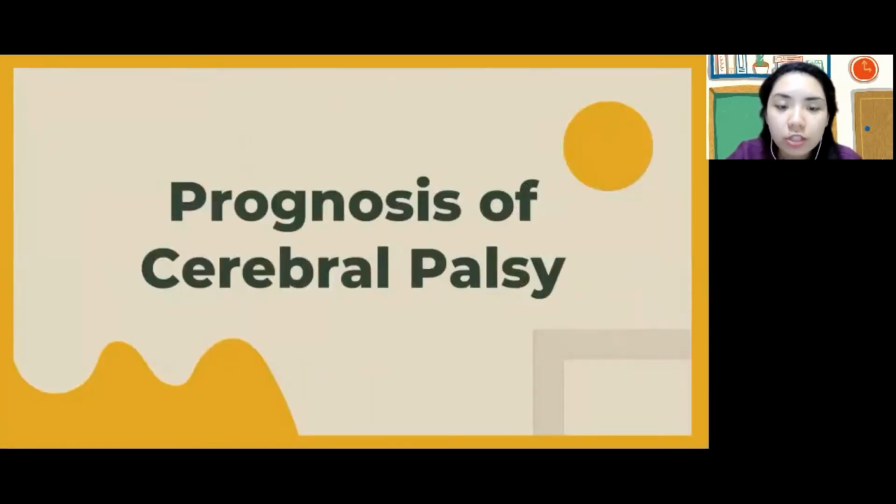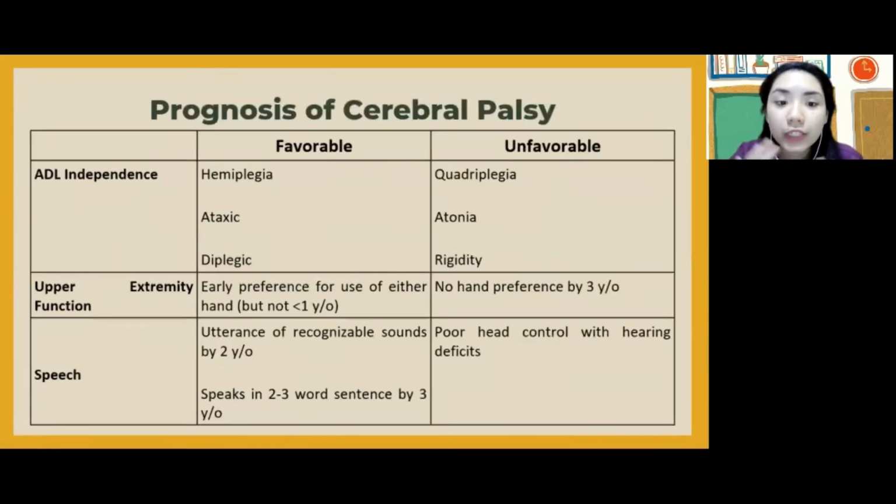Okay, so next we're going to discuss the prognosis of CP. So here, so first, this is divided into favorable and unfavorable. So we'll start with ADL independence or activities of daily living. No? So here we have ang favorable kay hemiplegia, ataxic, and diplegic. And those nga unfavorable includes quadriplegia, atonia, and rigidity. So kana no quadriplegia kay 4 parts na gyud siya sa body and rigidity. So if rigid jud kaayo kadto difficult biya jud mo control no sa ato ang movements kana tungod kay stiff kay siya or tight ra kaayo no dili maka-relax ato ang muscles.